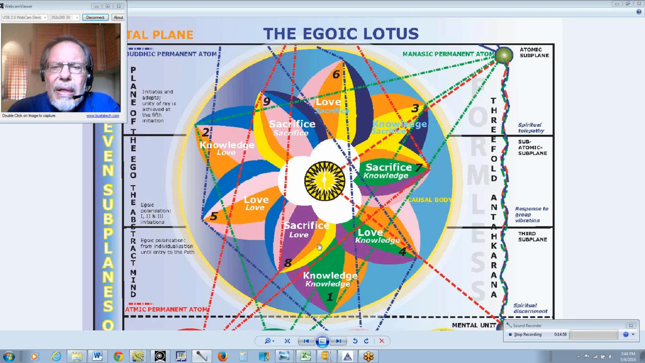However, let's see, I think it's drawn here. Well, let us say it's drawn here in such a way that there is apparently a reverse rotation. We do know that reversal of rotation does occur. Whether it occurs in the sacrifice petals or whether we have to wait until we get into what's called the synthesis petals, that still remains to be seen.